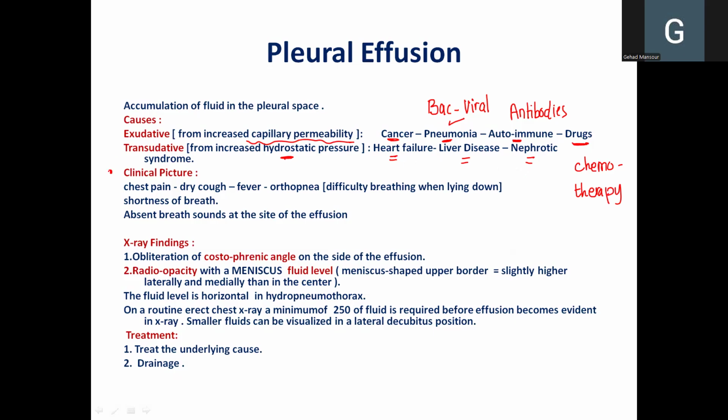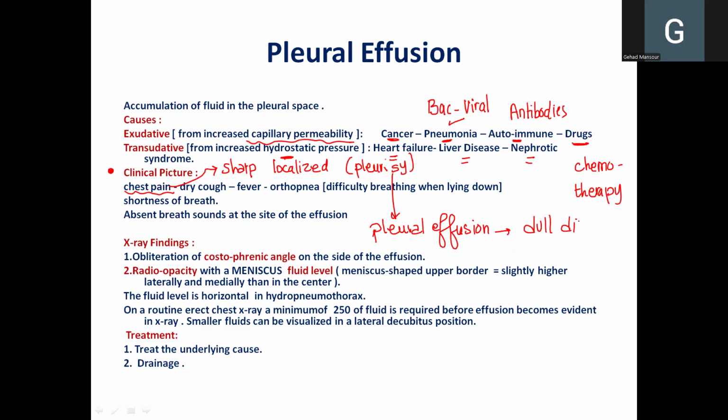Now, the clinical picture of pleural effusion is chest pain, and we said that the chest pain at the beginning is sharp, localized pain when it is only pleurisy or inflammation of the pleura. But later on, when pleurisy results in pleural effusion, the pain will be dull and diffuse. But in all cases, it affects breathing and results in dry cough, fever, and orthopnea.